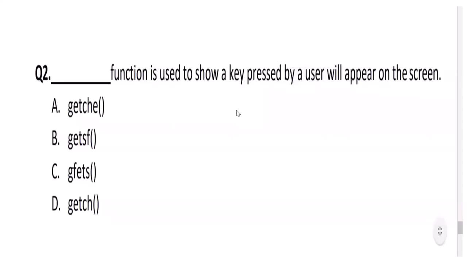Here is a straightaway question asked: which function is used to show a key pressed by a user on the screen? The correct answer will be getche, though we use getch also in some of our codes when we are working with the Turbo C compiler. We want it to wait for some input, because otherwise the output arrives for 1 millisecond and the screen goes off.